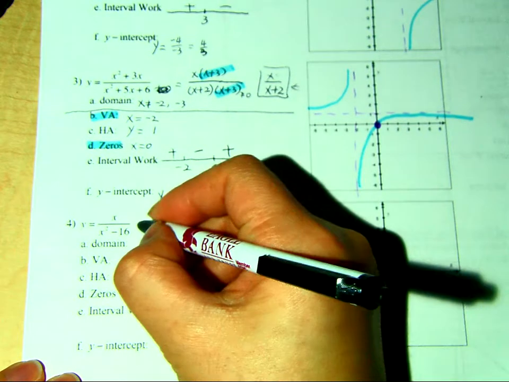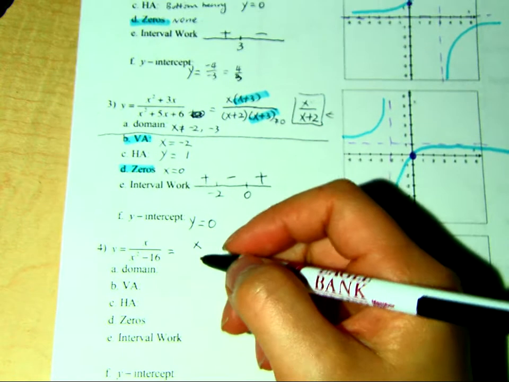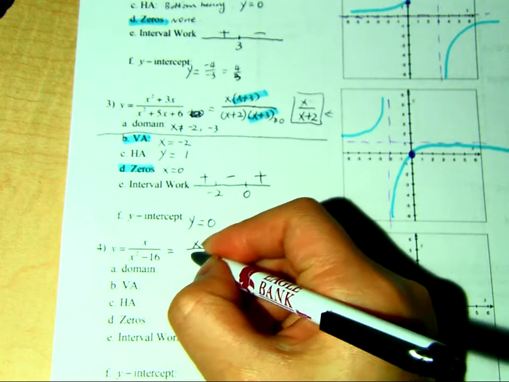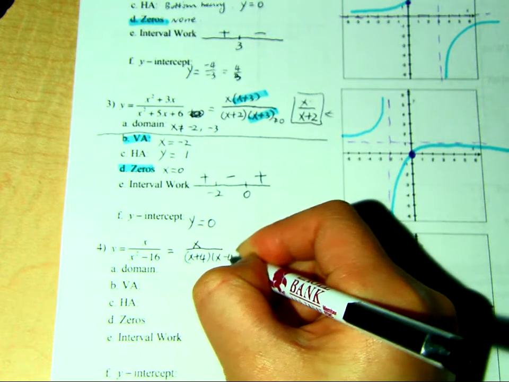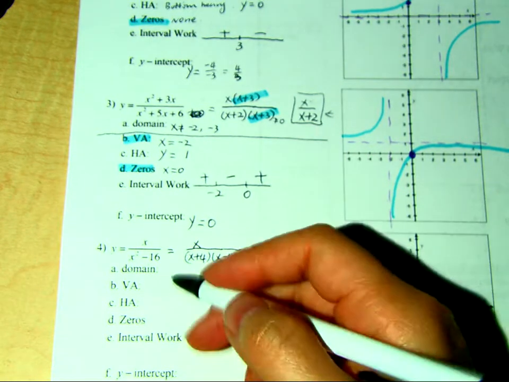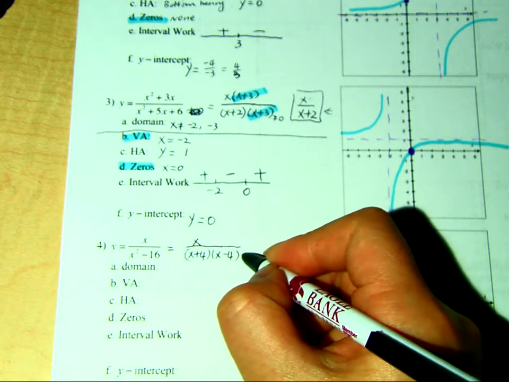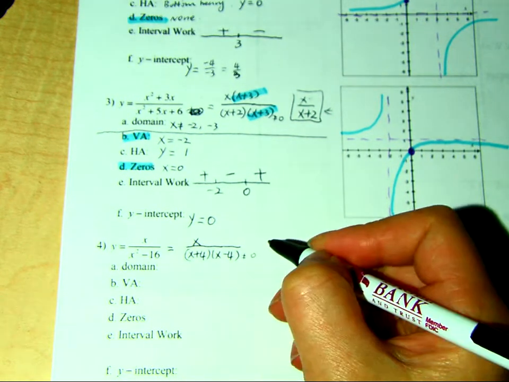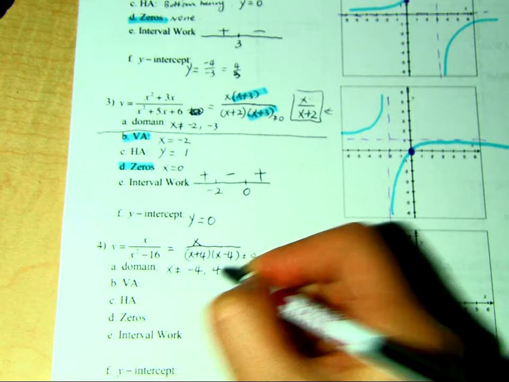And the same thing for this one. If you want, we can factor this. We keep x on the top because that's unfactorable. Over bottom is x plus 4 times x minus 4. There's nothing that can be canceled. That's why we're doing the same thing. You don't need to cancel anything. Domain will make the denominator not equal to 0, so x is not equal to -4 and positive 4.